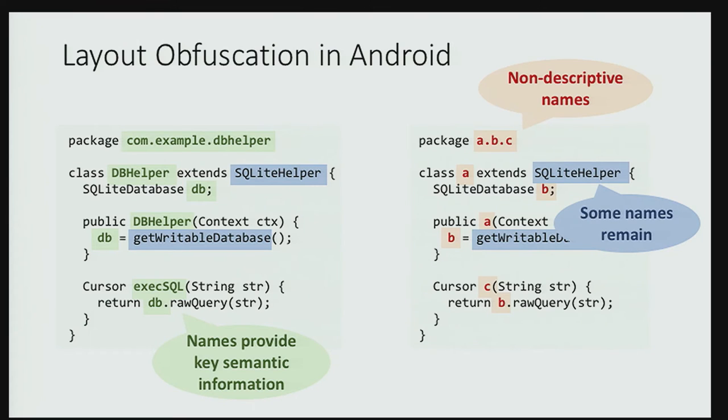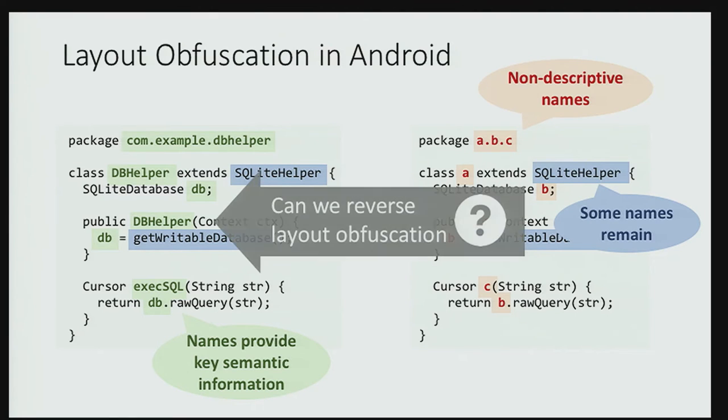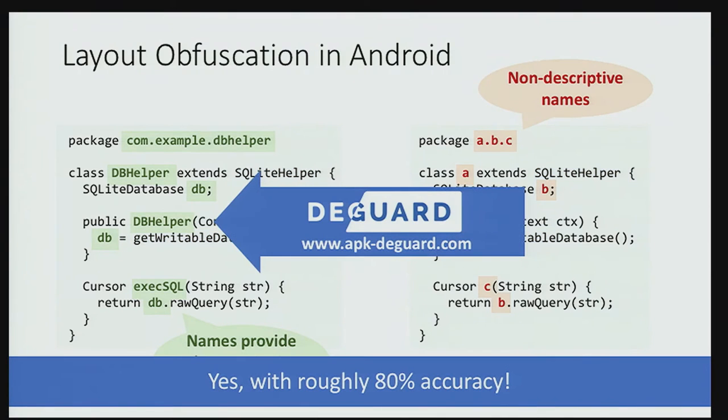All right, so we want to address this problem, and the question that we ask in this project is, can we reverse layout obfuscation? If we think about this problem intuitively, this is a very difficult thing to do. After we remove the original names from the code, how can we recover them? This intuition is, however, wrong, as we show. In fact, we can reverse the process of layout obfuscation with a very high accuracy of 80%.